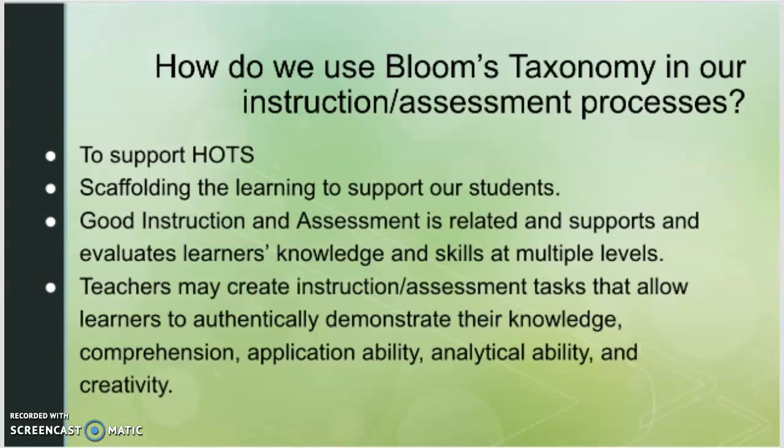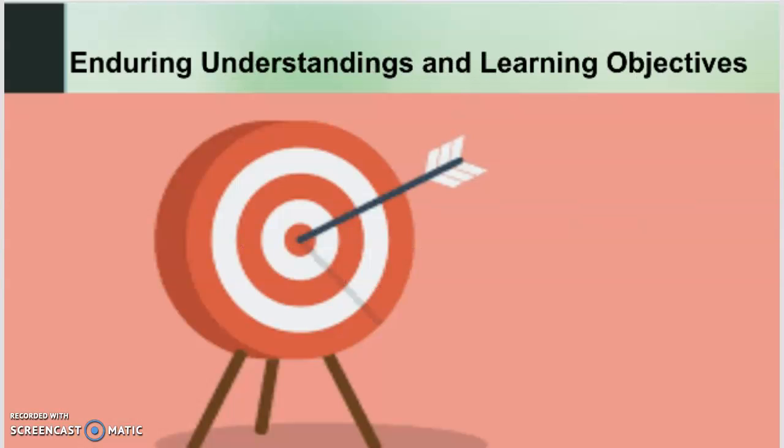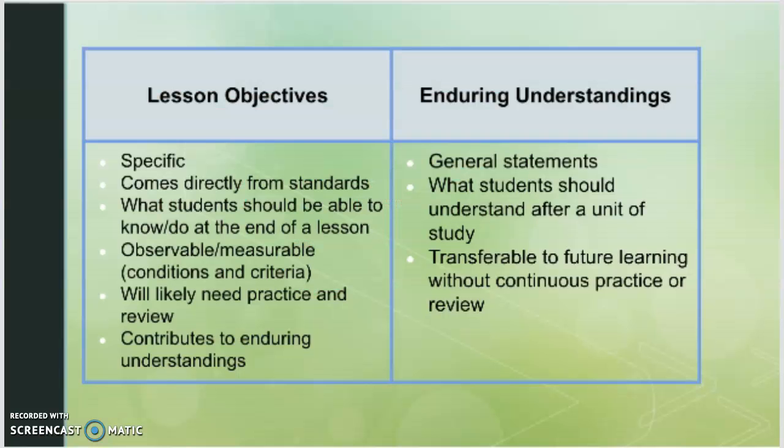So again, more of this is going to be in your reading. I just wanted to mention it before we get into the next piece, and that is the task of writing observable learning objectives. I want to start by saying they're different than enduring understandings. Enduring understandings are the macro, and learning objectives are our micro. So what's the difference between the two?